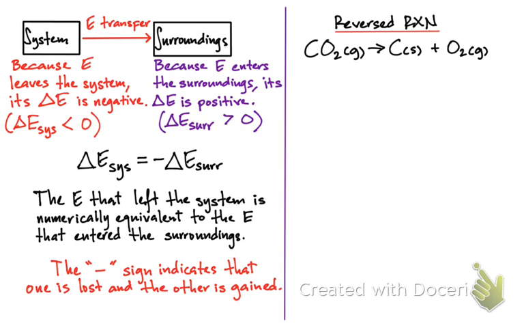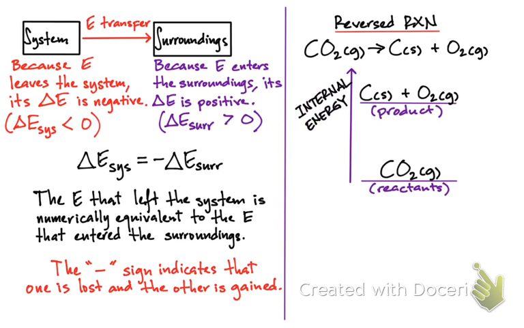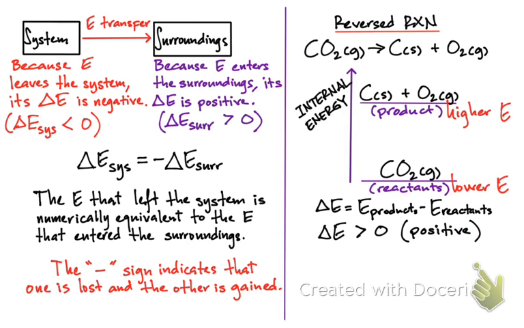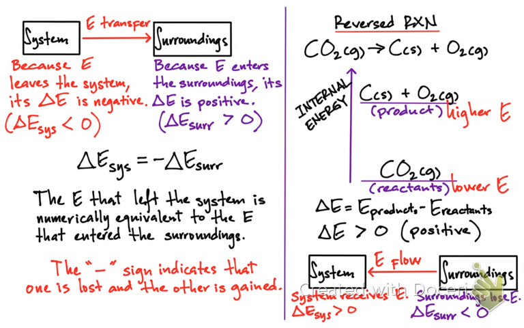Looking at the same combination reaction earlier, except this time in reverse, meaning the decomposition of carbon dioxide. Graphically, you can see that the carbon dioxide molecule is intrinsically lower in energy and more stable than the elements. The difference here is that now we have the carbon dioxide as the reactant and the elements as the products. This means that the sign of the delta E of the system would change. This time it will be greater than zero or positive. This means that energy must flow into the system in order for this chemical reaction to occur.